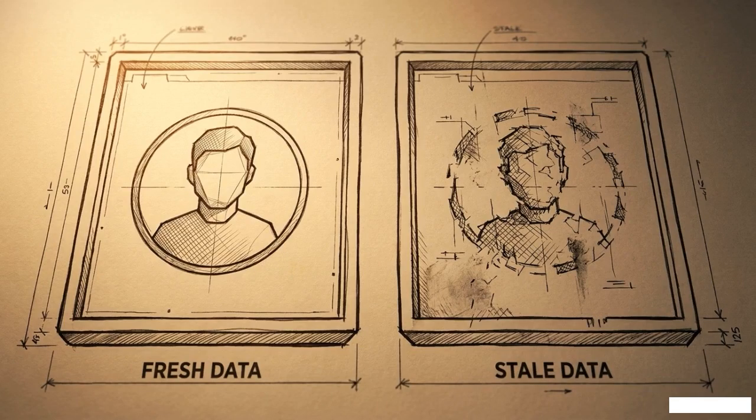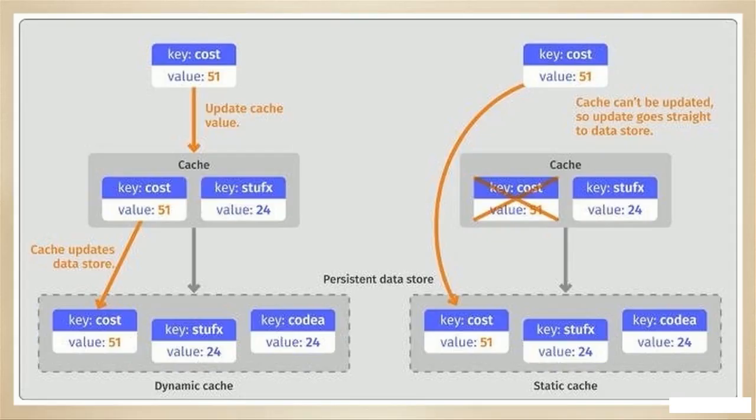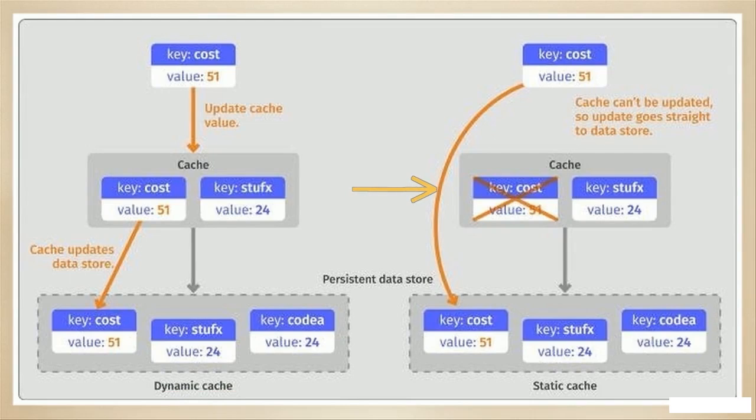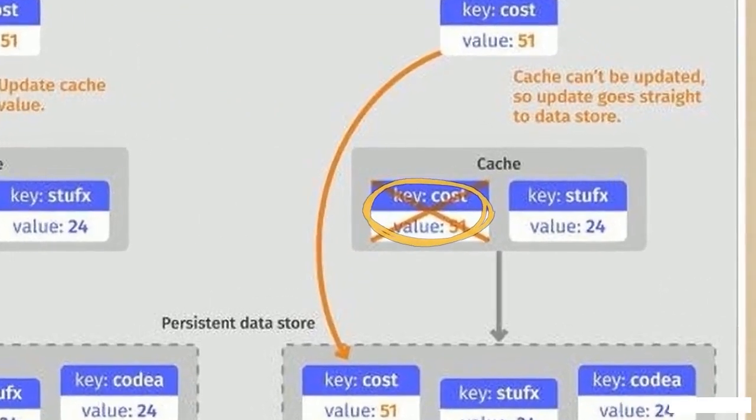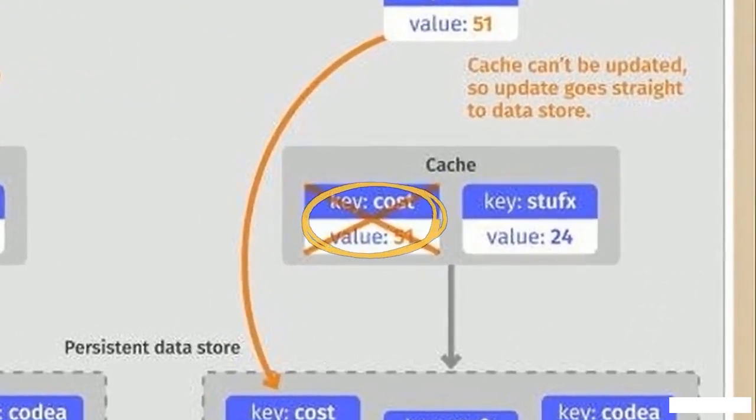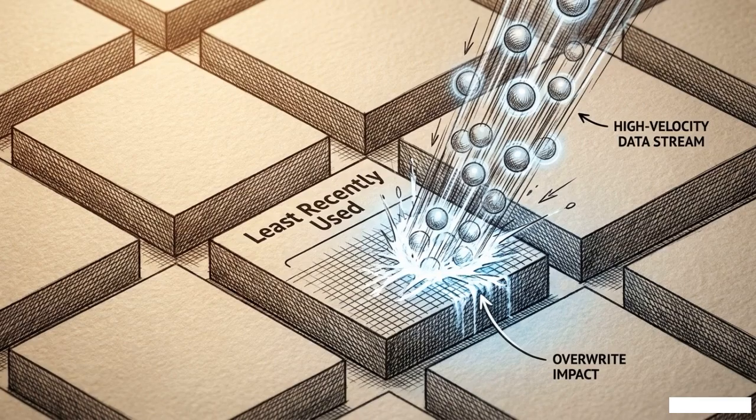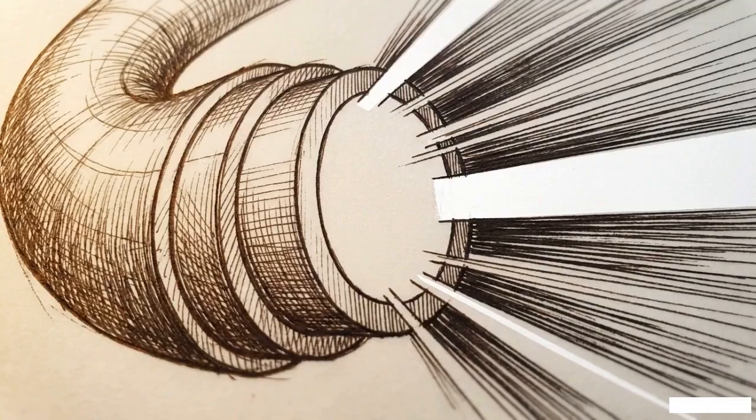But this introduces a synchronization problem. When data changes in the primary database, the cache must be updated so users don't receive stale information. This chart highlights the update pathways. In a dynamic cache, the application writes updates directly into the cache. In a static cache, updates go straight to the persistent data store, and the out-of-date cache value is simply deleted, forcing a fresh read later. Because RAM is expensive and finite, cache servers use eviction policies, like least recently used, to automatically delete old data and prevent memory overflows. Caching solves database operations, but it doesn't solve the speed of light.